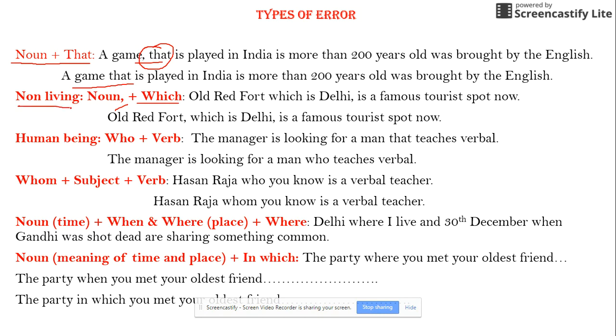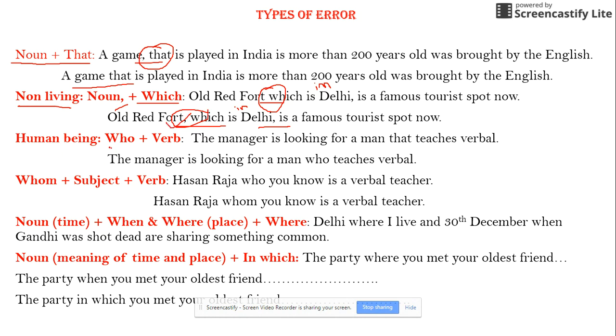And which is used for non-living things. So: Old Red Fort which is in Delhi is a famous tourist spot. Look, without a comma, that means incorrect. It should be with a comma: which is in Delhi, right? Now, so: Old Red Fort, which is in Delhi, is famous. So now this is correct. All right. So comma plus which.